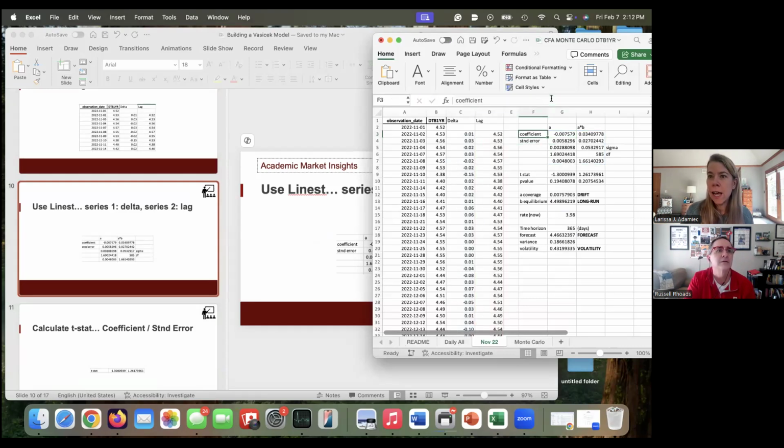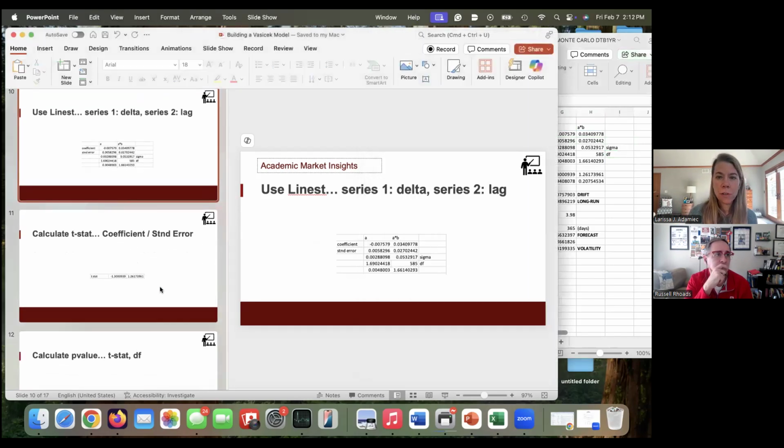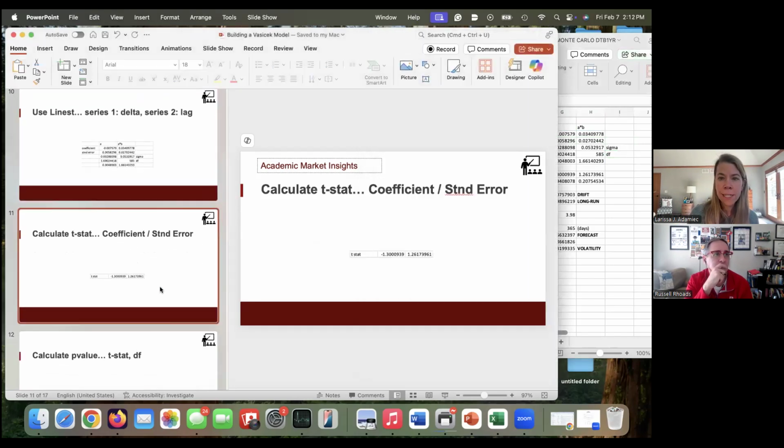So to calculate this, I typed in A and then A times B. I also typed in coefficient and standard error. This is our sigma, which will come back later. And then DF, our degrees of freedom. We're going to need that for our t-stat and our p-value. We really want the t-stat and the p-values, not necessarily for the model itself, just to see if it is a reasonable model. Next, we'll calculate our t-stat, which will be the coefficient divided by the standard error.